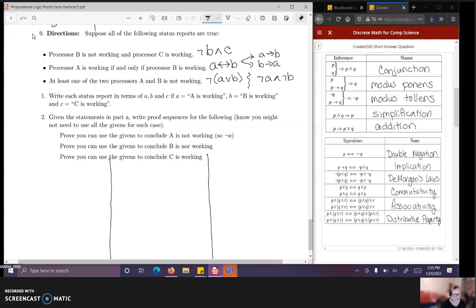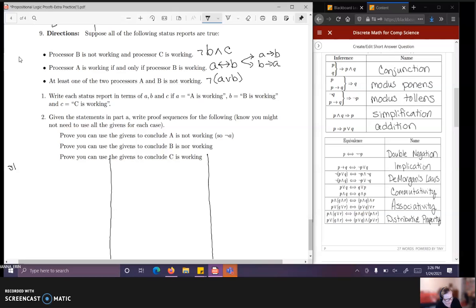So now that we have those three statements, I'm going to erase the De Morgan's one because we're going to focus on just having that. Given the statements in part A, we want to write proof sequences for the following. You might not need to use all of the givens in each case. We have too many givens in a way because we're trying to prove three separate things, and we might need some of the givens for one and not for the others. So we're essentially going to do three separate proof tables.